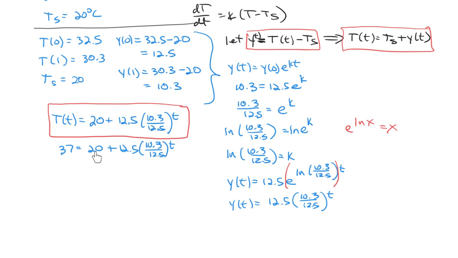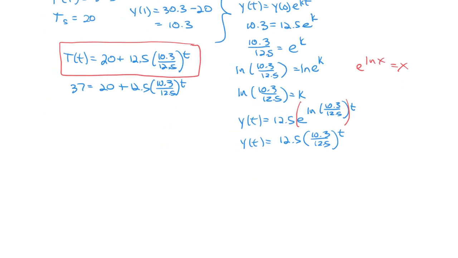And let's see, so we're going to need to subtract 20 from each side first, right? So I'm just going to subtract 20 and move this up a little bit. I never know exactly how this is going to appear on the screen. So hopefully everything is fitting just fine. So subtract 20, I get 17 equals 12.5 times 10.3 over 12.5 raised to the t. Now I need to divide each side by 12.5 to get 10.3 over 12.5 raised to the t.